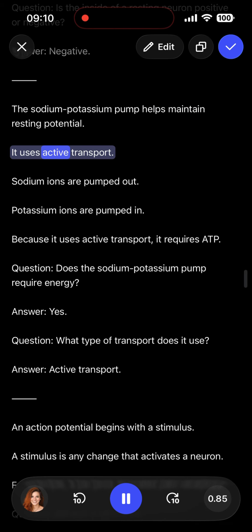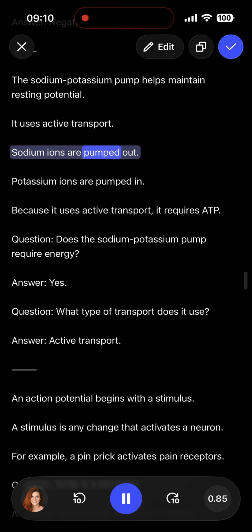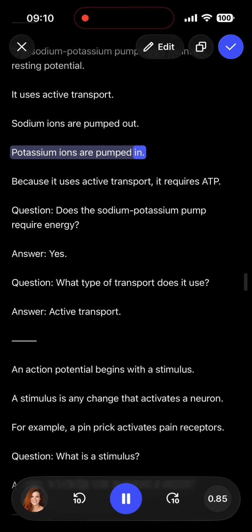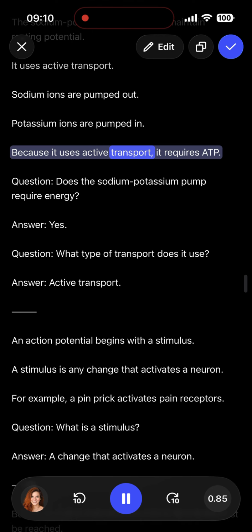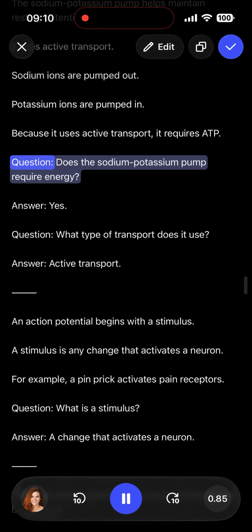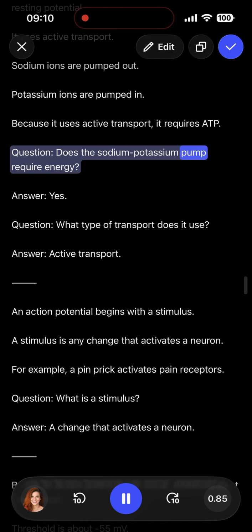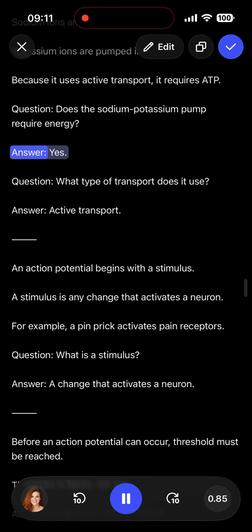The sodium-potassium pump helps maintain resting potential. It uses active transport. Sodium ions are pumped out. Potassium ions are pumped in. Because it uses active transport, it requires ATP. Question. Does the sodium-potassium pump require energy? Answer. Yes.